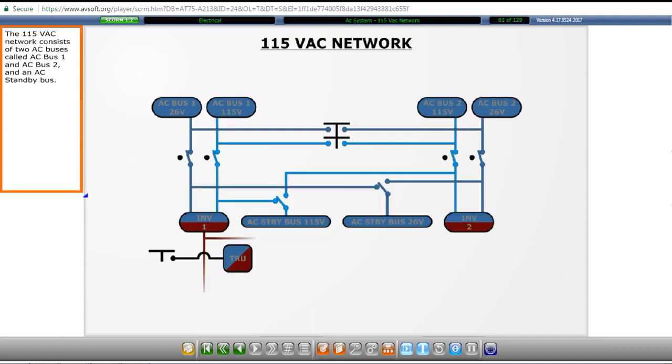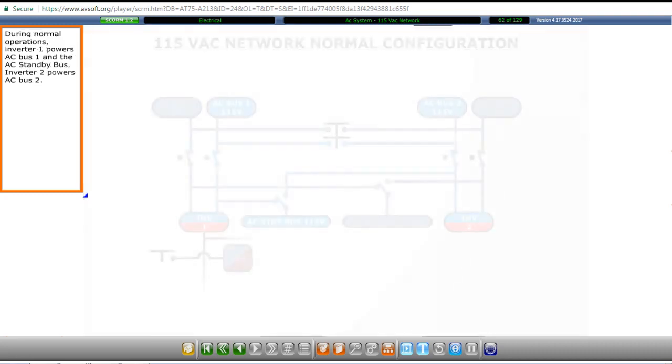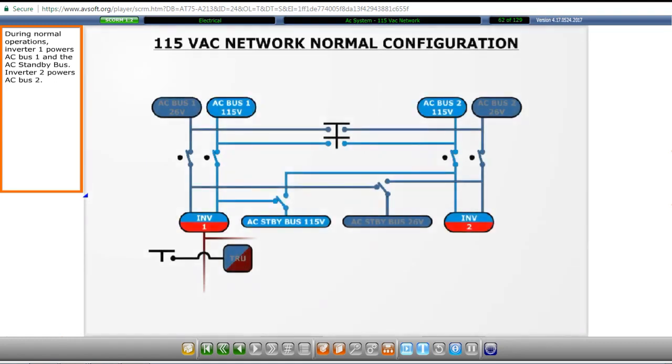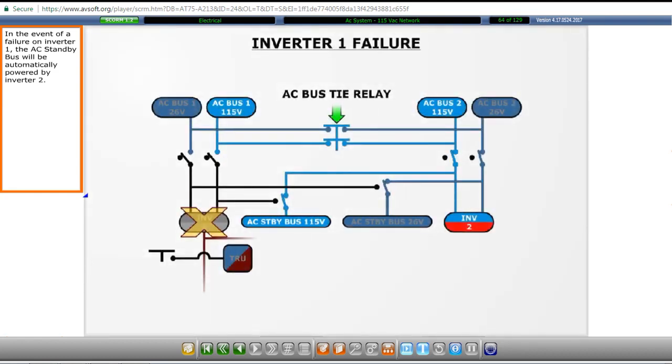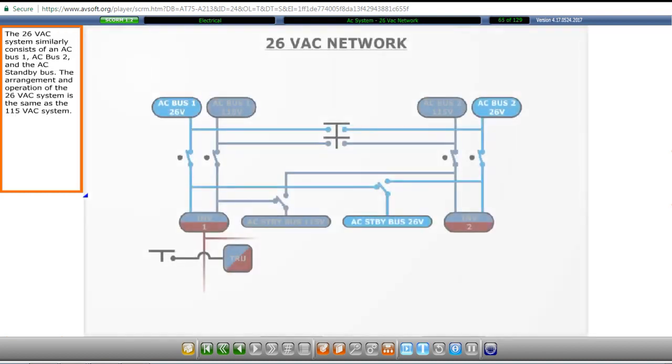The 115 volts AC network consists of two AC buses called AC Bus 1 and AC Bus 2 and an AC standby bus. During normal operations, Inverter 1 powers AC Bus 1 and the AC standby bus. Inverter 2 powers AC Bus 2. The two 115 volts AC buses are connected through an AC bus tie relay, which will close automatically in the event one of the inverters fails or is not powered. In the event of a failure on Inverter 1, the AC standby bus will be automatically powered by Inverter 2.